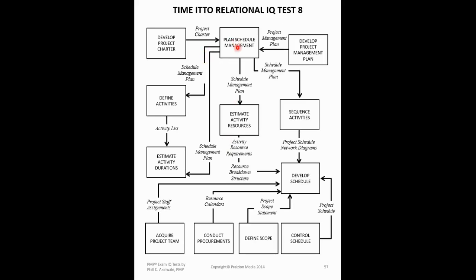We can also see the schedule management plan being fed into define activities. And out of define activities, we can see one of those things I talked about, the activity list. The activity list is going to be a recurring input to several processes of time management. Your activity list will be used in sequencing activities and so on. All right, so be familiar with where your activity list is an input.